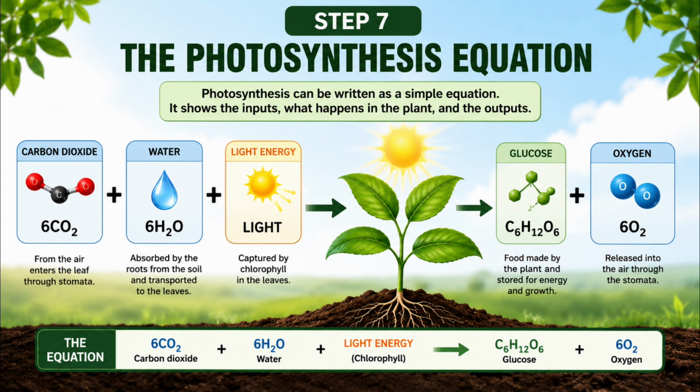The complete photosynthesis equation is 6 carbon dioxide plus 6 water, in the presence of light energy and chlorophyll, produce 1 molecule of glucose and 6 molecules of oxygen. This equation summarizes the entire process of photosynthesis and shows how plants transform sunlight into food while releasing the oxygen needed by most living organisms.